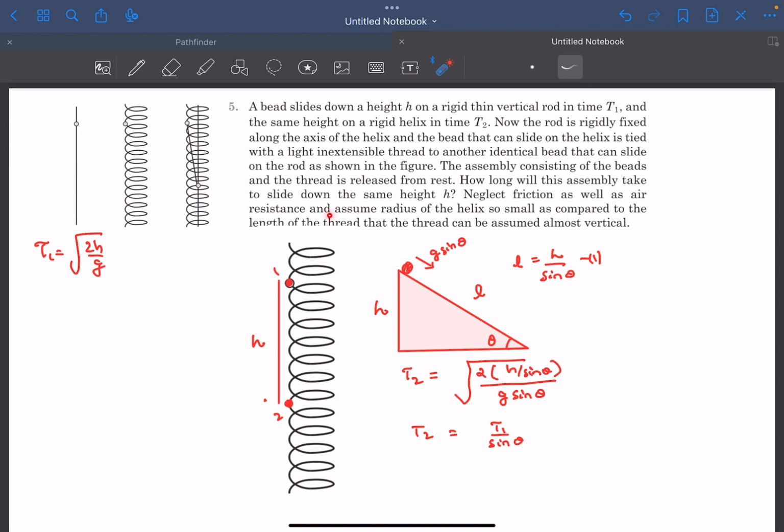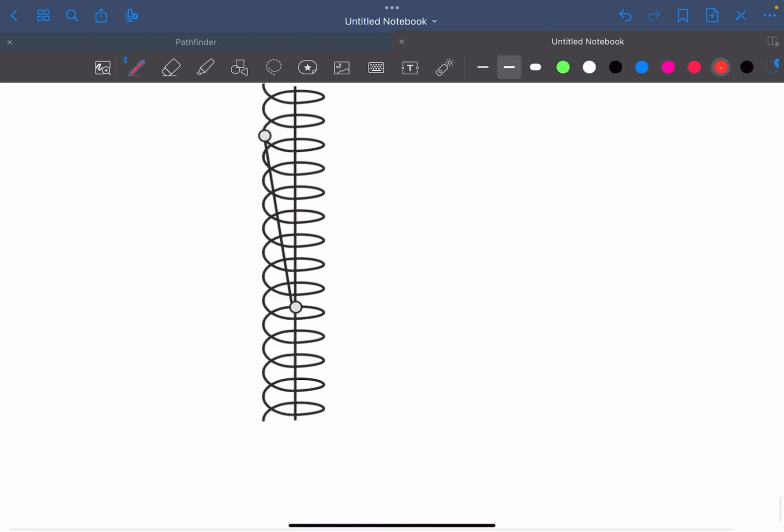So we have to express t3 in form of t1 and t2. That's the question. Also, there is a very important assumption. We have to assume the radius of the helix is so small as compared to the length of the thread, so that the thread can be assumed to be almost vertical. So this bead over here can only go up and down, right? But let's try to draw the FBD of this bead over here.